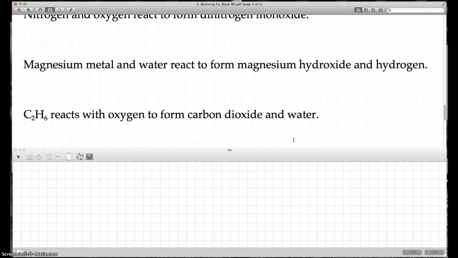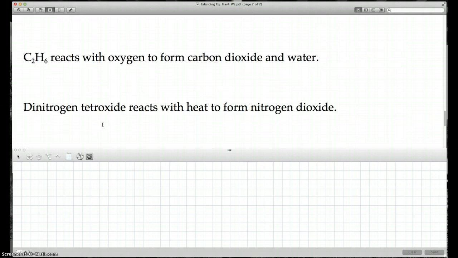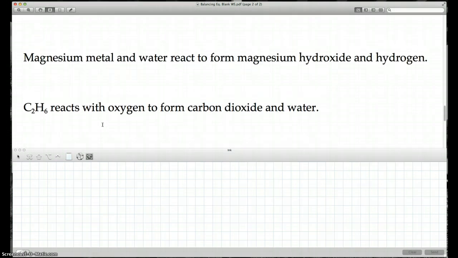Let's do one more example here. Actually, how many more examples do I have? I should be able to get 2 more examples done.